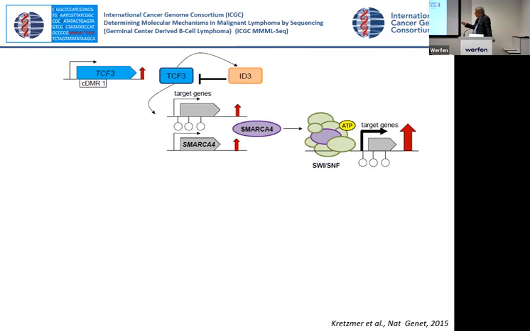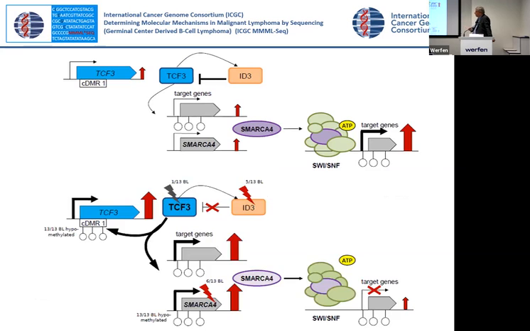You have a differentially methylated region here. The target genes of TCF3 are unmethylated, and among them is SMARCA4, and that leads to the expression of target genes.